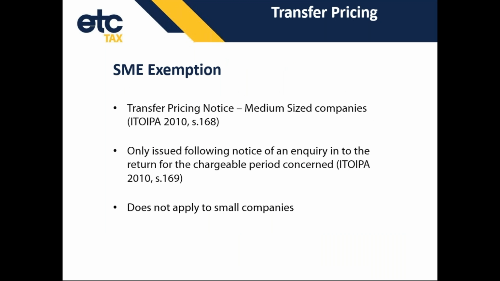Further, there is an exception to the SME exemption for medium-sized enterprises who have been issued with a transfer pricing notice. HMRC can issue a transfer pricing notice requiring a medium-sized company to apply transfer pricing rules, but this can only be issued once a notice of inquiry into a return of the company for the relevant period has been issued. There is no ability for transfer pricing notices to be issued to small companies.